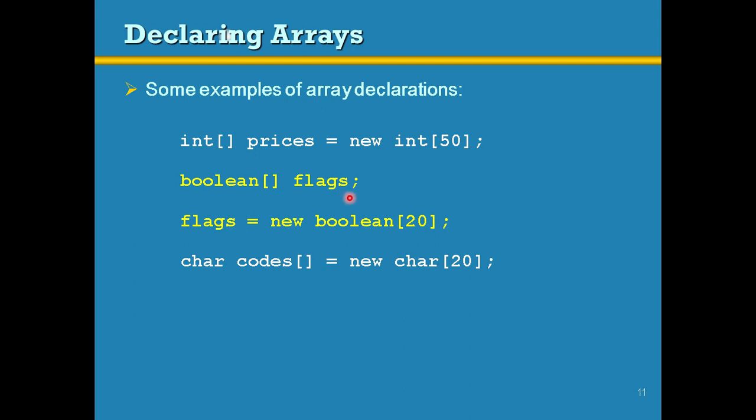First, declaration: boolean array, flags. This is the name of the array. Now I am going to create memory locations for this. This is only declaration. This is memory allocation: flags is equal to new boolean 20. So the declaration, then the memory allocation.